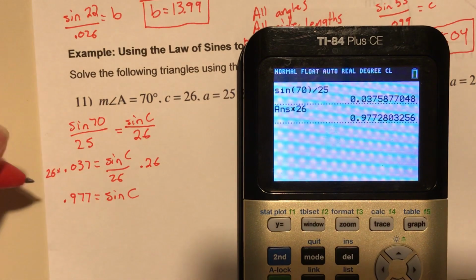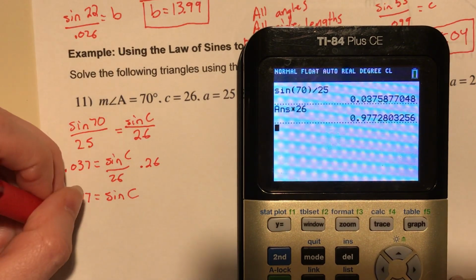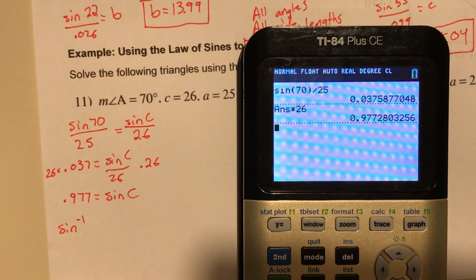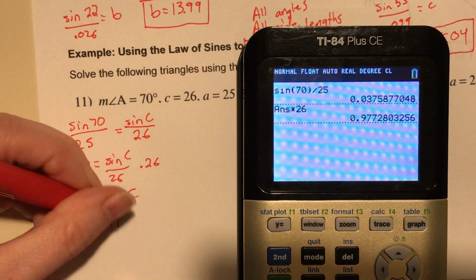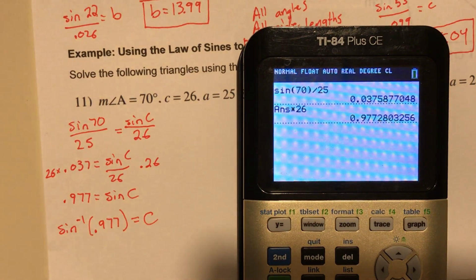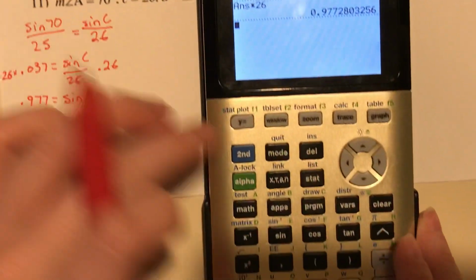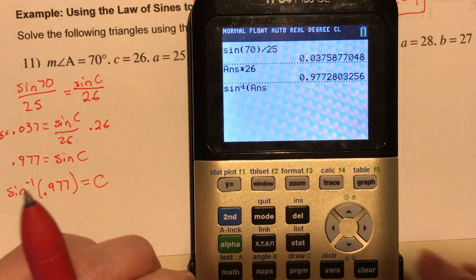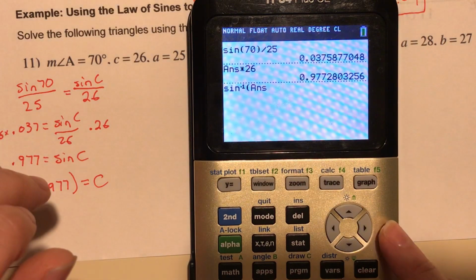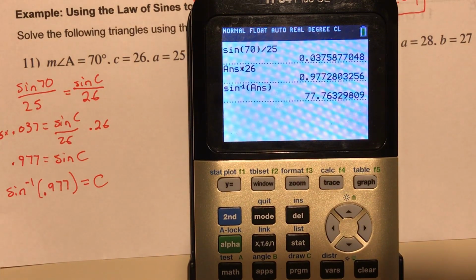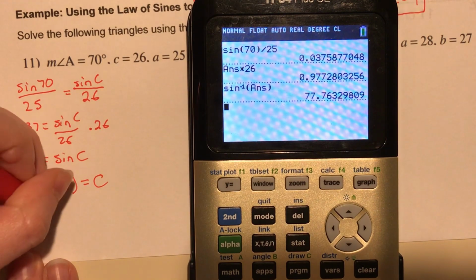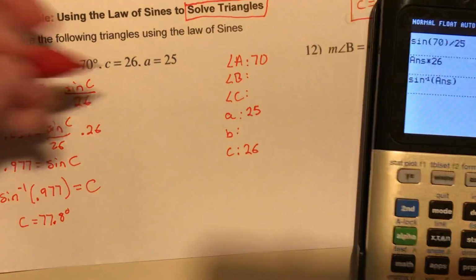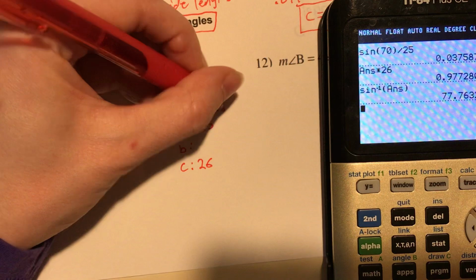So if 0.977 is equal to the sine of C, that means that the sine to the -1 power, the inverse sine of 0.977, is equal to the number of degrees in C. And again, in my calculator, that'll be second sine. And I want to use this whole decimal, so I'm going to hit second answer. That way I can use the whole thing. What's the inverse sine of that decimal? It's 77.76. So C is equal to 77.76, or 77.8 degrees. So I can move over here and say C is 77.8 degrees.